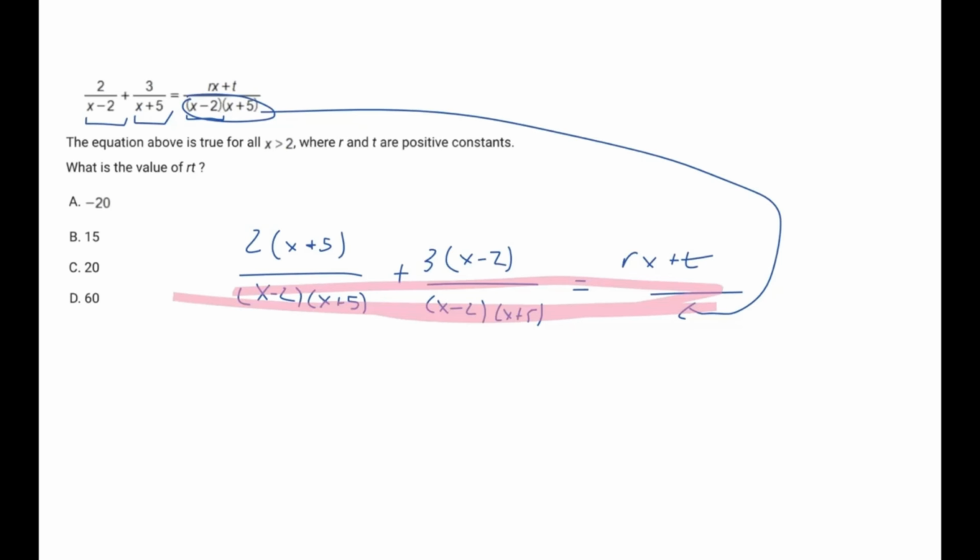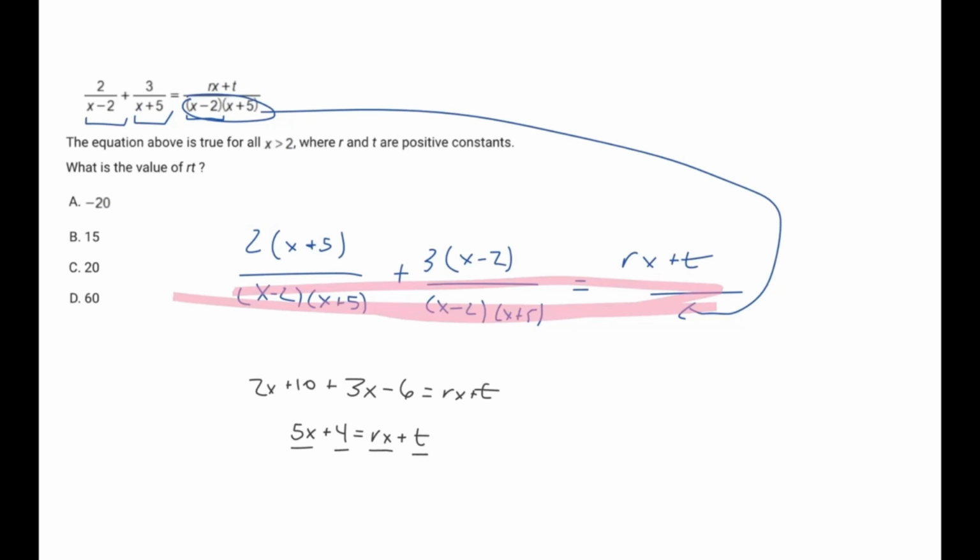So now we want to distribute this out. So 2 times x is 2x, and then 2 times 5 is 10, and then we add 3 times x, so 3x, and then 3 times negative 2 is negative 6, equals rx plus t. And this simplifies further, and it's actually kind of cool what happens. So we have 2x plus 3x, which is 5x, we're just combining like terms, and then 10 minus 6 is plus 4. So if we look at this, what you'll find is that on the left side, we have an x term and a constant, right? On the right side, we also have an x term, rx, and a constant t.